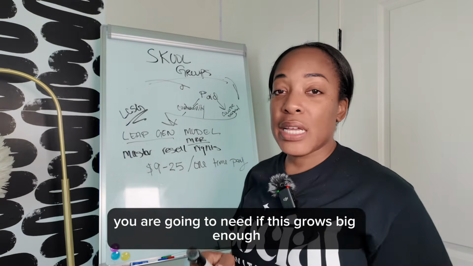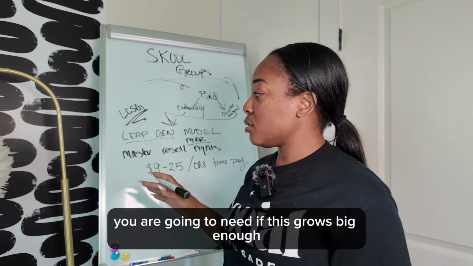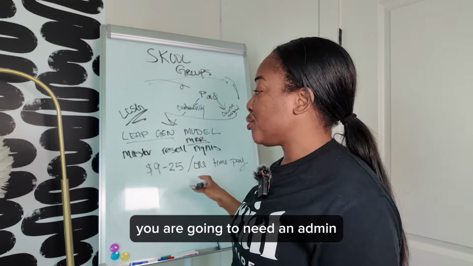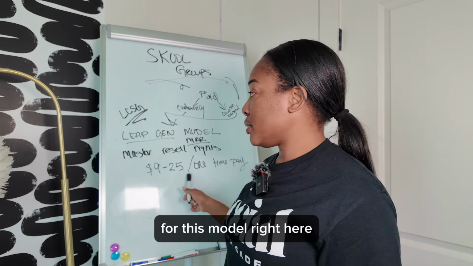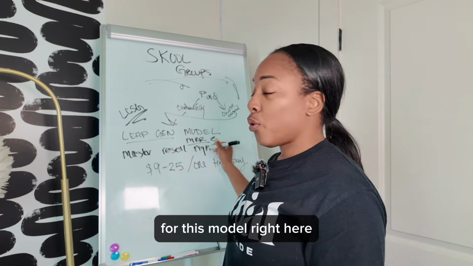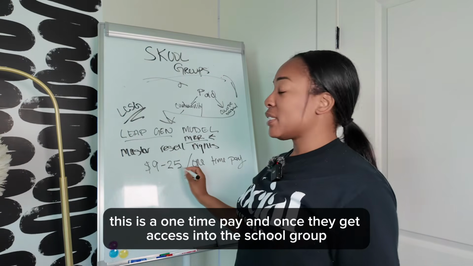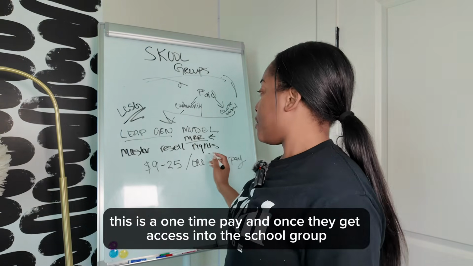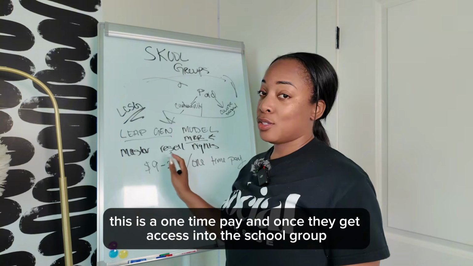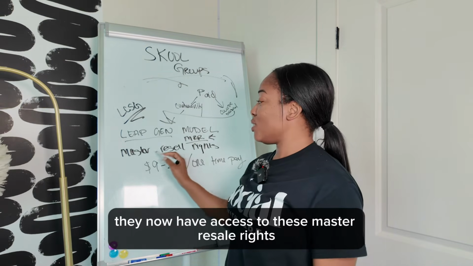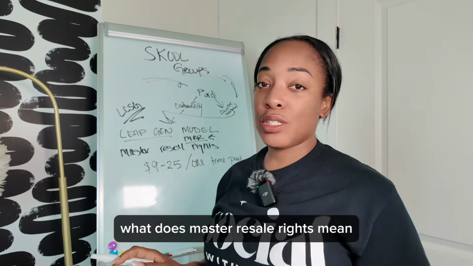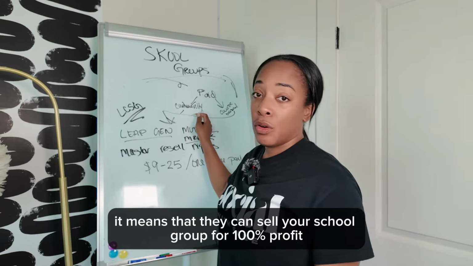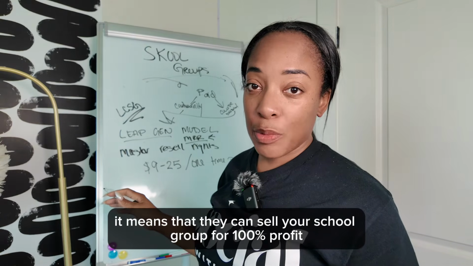If this grows big enough, you are going to need an admin for this model right here. This is a one-time pay. And once they get access into the school group, they now have access to these master resale rights. What does master resale rights mean? It means that they can sell your school group for 100% profit.